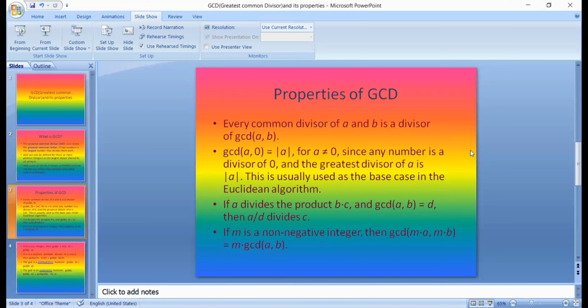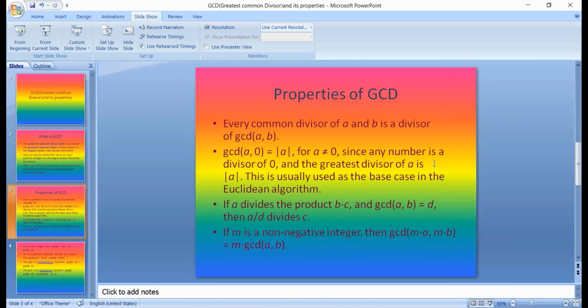Now let's see the properties of GCD. The first property says that every common divisor of A and B is a divisor of GCD of A comma B. Then the next property is that GCD of A comma 0 is equal to the absolute value of A, for A not equal to 0, because any number is a divisor of 0 and the greatest divisor of A is the absolute value of A. Now this is usually the case in the Euclidean algorithm.